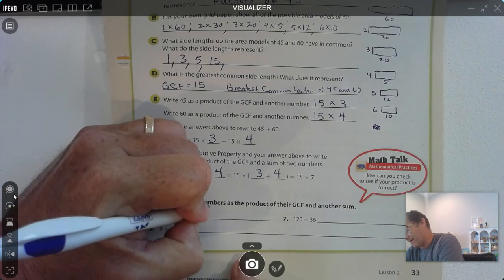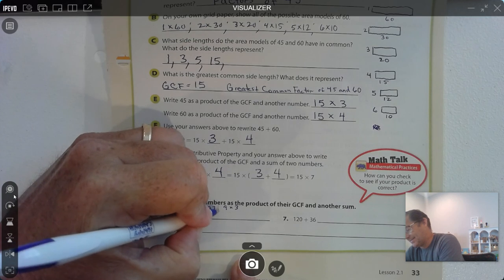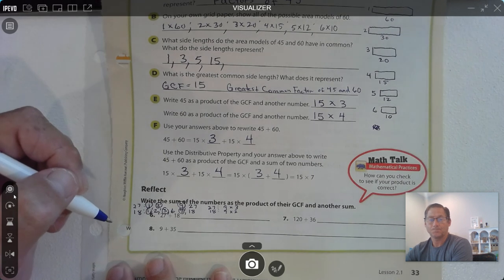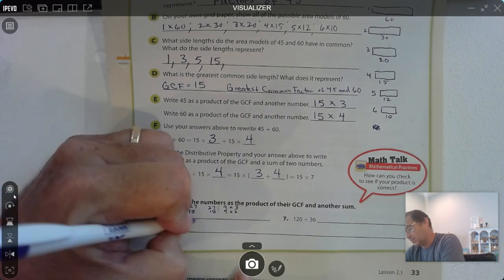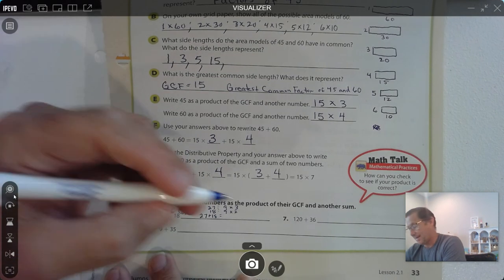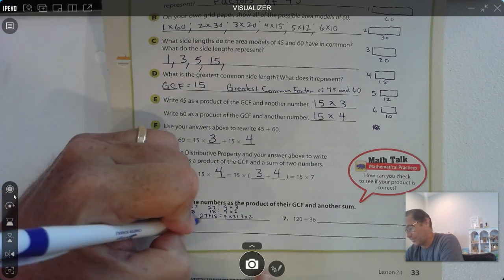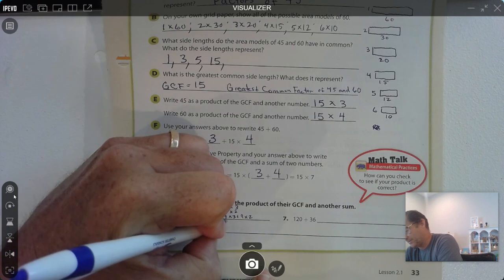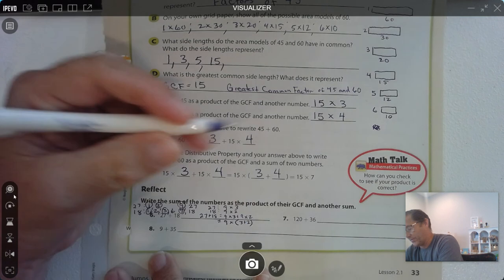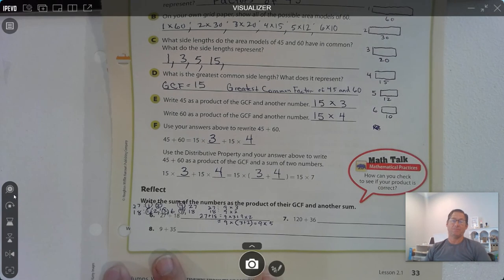So we can write 27 as 9 times 3, and we can write 18 as 9 times 2. So 27 plus 18 is the same as saying 9 times 3 plus 9 times 2. And that equals the same as saying 9 times the sum of 3 plus 2, which is the same as saying 9 times 5.